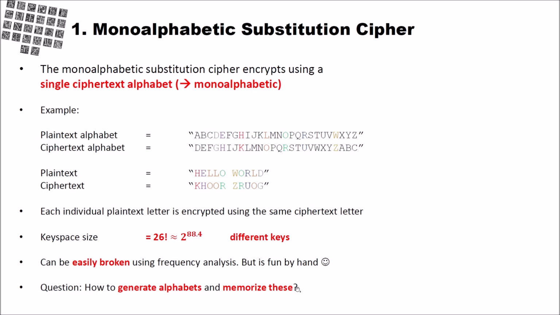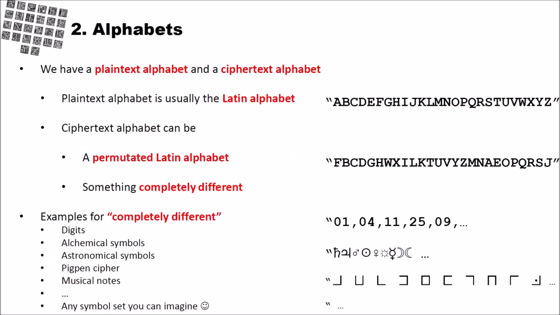Let's have a look. First, we have a look at different types of alphabets. And as I have already said, we have a plaintext alphabet and a ciphertext alphabet. The plaintext alphabet is usually the Latin alphabet from A to Z. And the ciphertext alphabet can be, and here we have different choices, for instance, a permutated Latin alphabet like this here. This is just a random alphabet that we can use for encryption.